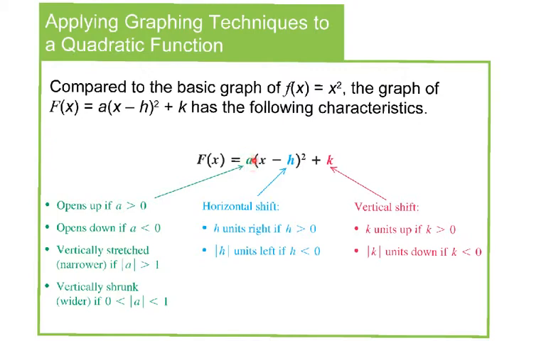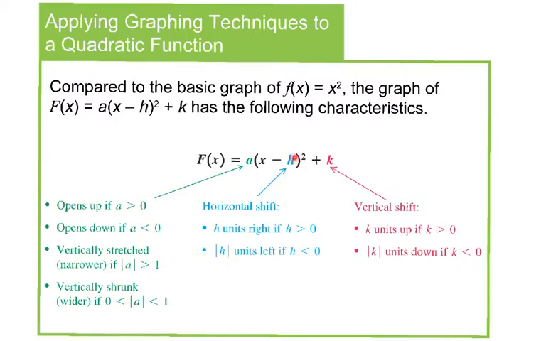This value of a, we know that if it's greater than 1, then it's a vertical stretch. If it's between 0 and 1, it's a vertical shrink. But also, for a quadratic function, if a is greater than 0, which is a positive value, it tells us that this quadratic function opens upwards. And if it's a negative value, like this right here says a is less than 0, then it's going to open down.